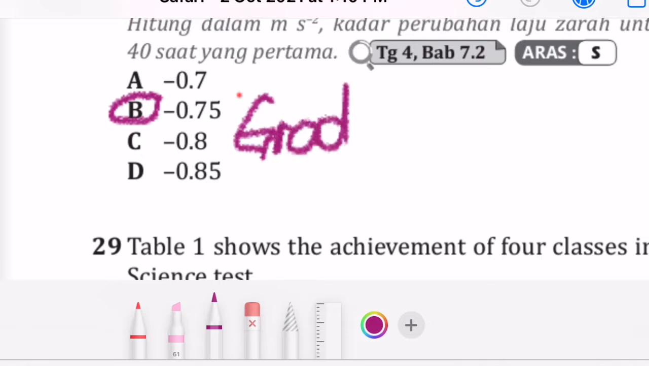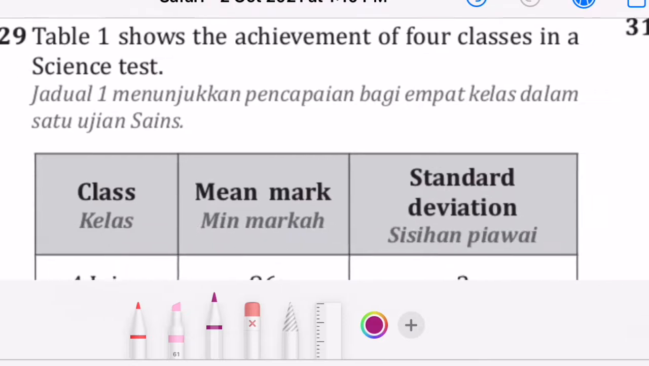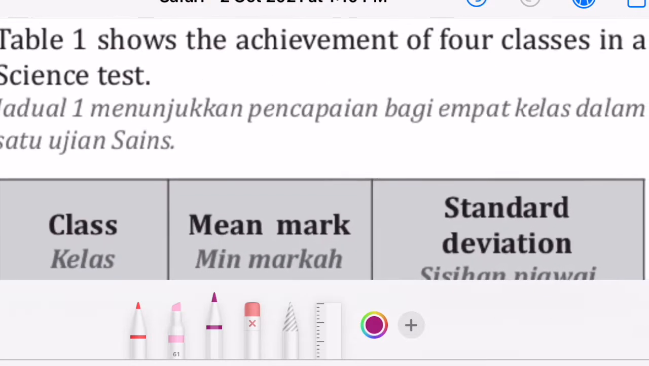Gradient means rate of change. Remember my advice: gradient means rate of change. Alright, settle. Now we go to question 29.